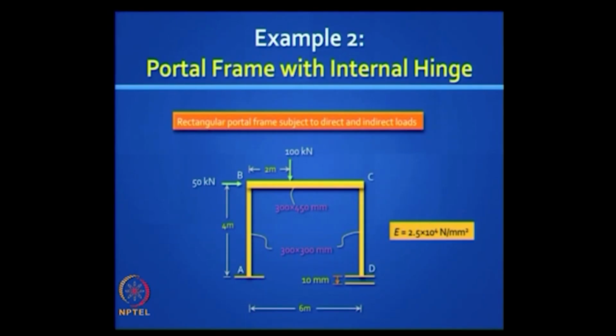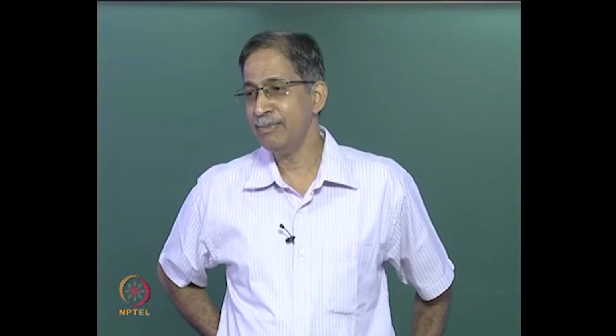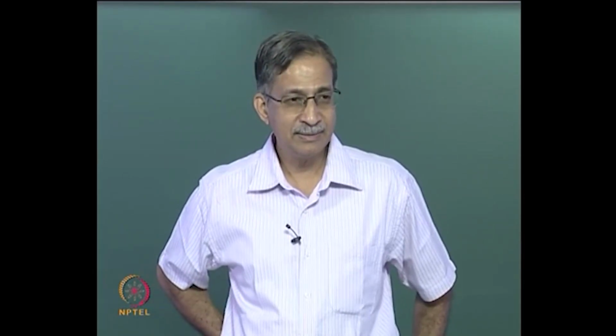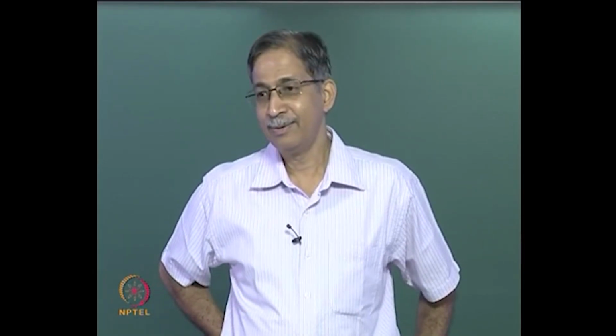So if you remember, we did this problem in the last class, a portal frame with a concentrated load. The only change we now introduce is we bring in an internal hinge at a beam-column joint, in this case joint C. So how do we deal with the same problem? Can we make use of some of the work we have done earlier? Can we use the same stiffness matrices? Partly yes, for AB. So let us go through this problem.